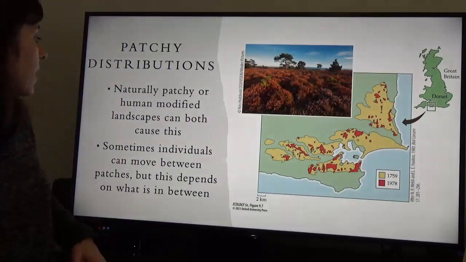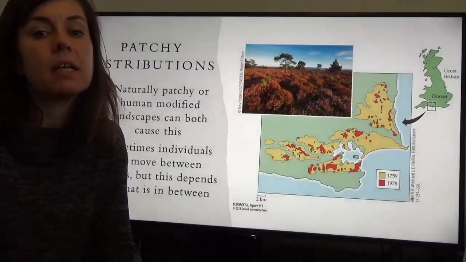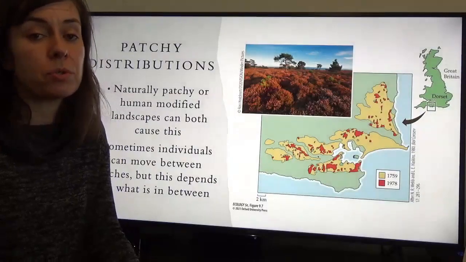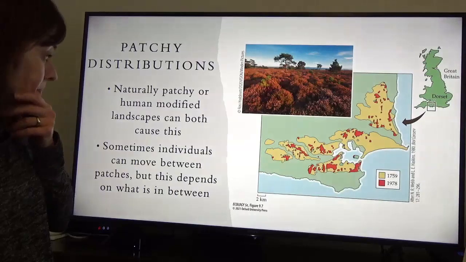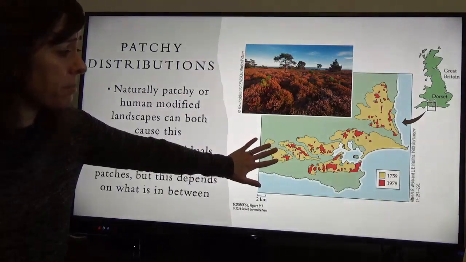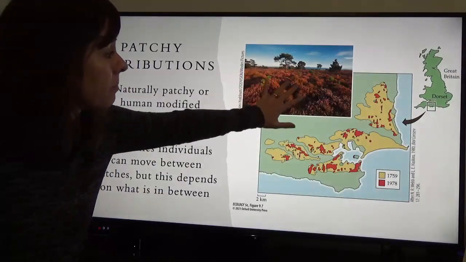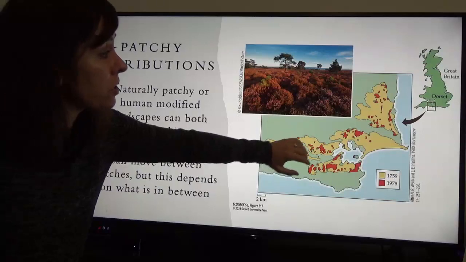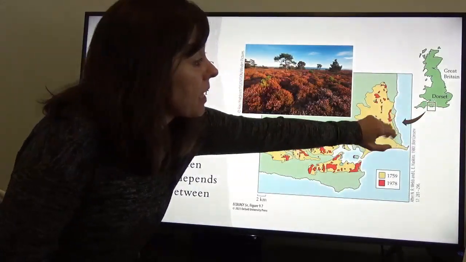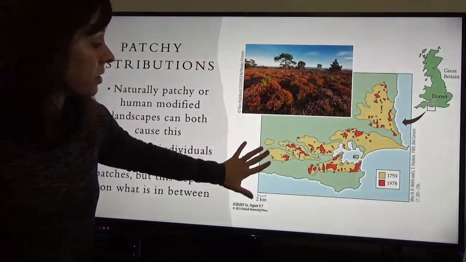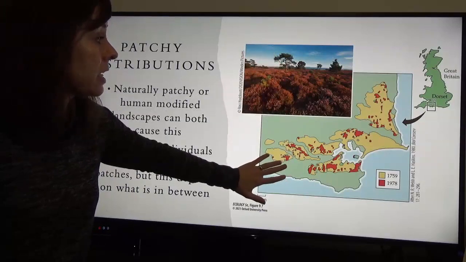We can also have, increasingly in the world today, patchy distributions that are caused by human disturbance to habitats, human modification of the landscape. And this is a great example of this. This map shows the distribution of these beautiful heathlands in the Dorset region. So here we have Great Britain. We're looking at this little subset in Dorset. And the yellow areas reflect the distribution of these beautiful heathlands.